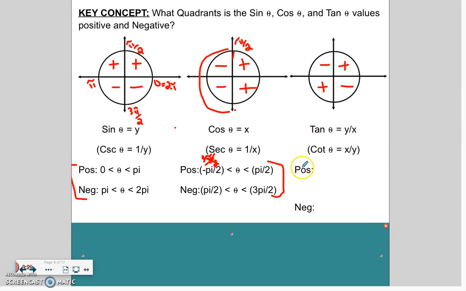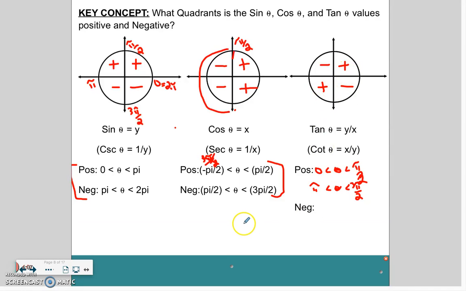So the domain for positive is going to be anywhere from 0 to pi over 2, and also from pi to 3 pi over 2. And again, just to reiterate, because my chicken scratch is not looking very good, from 0 to pi over 2, we're positive. And from pi to 3 pi over 2, or 180 to 270, we're going to have a positive tangent value.